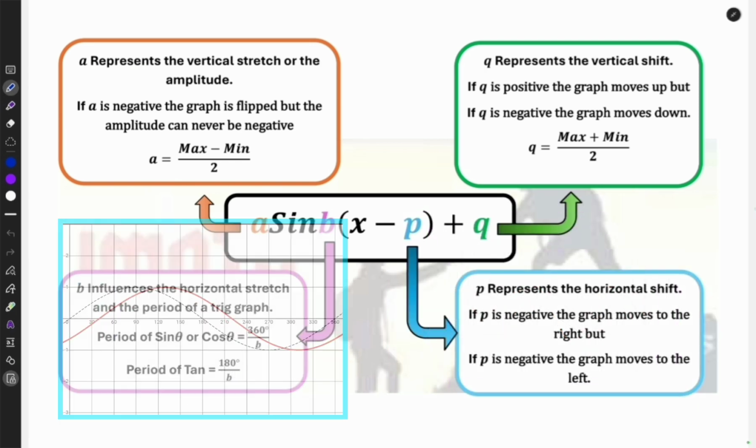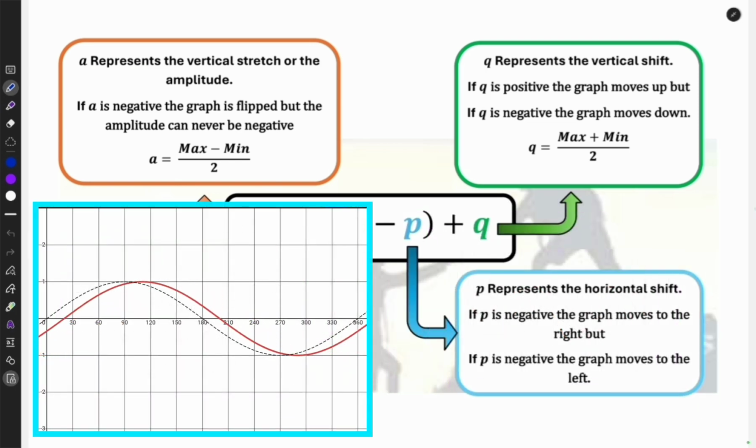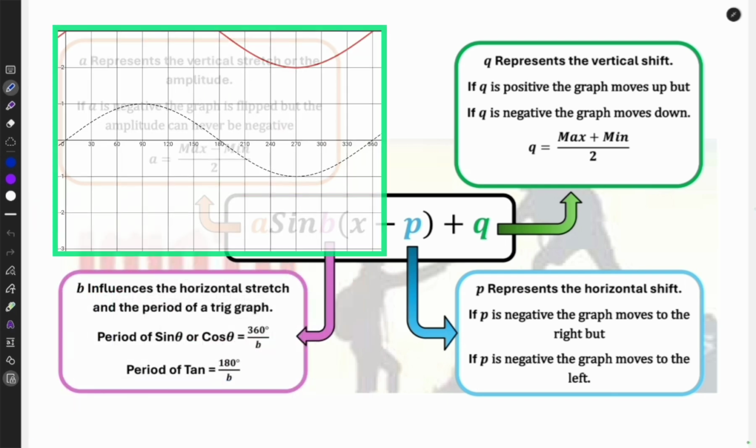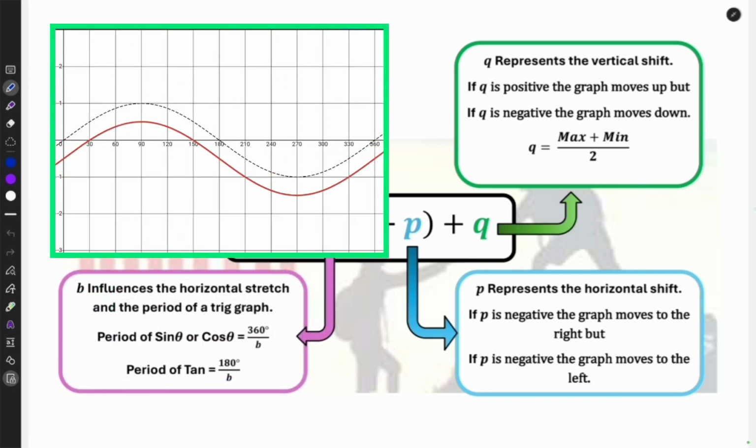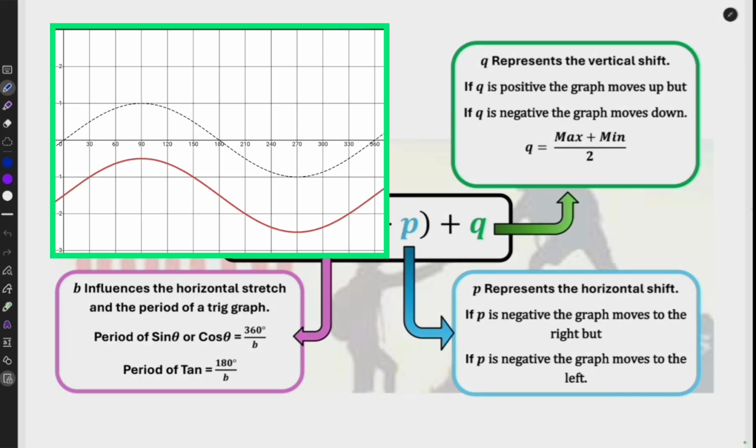The p-value tells you if the graph moved a little bit left or a little bit right, but it's very tricky. It's always opposite to what you see. So if the graph moved right, the p-value is actually negative. And if it moved left, you need to put a plus in front of the p-value. And lastly, the q-value tells you if the graph moved up or down. In this case, no tricks. Up is plus, minus is down. And if it is tricky, because sometimes they're going to change a few things and it's not just clear what the q-value is, then you can use this formula that you see.